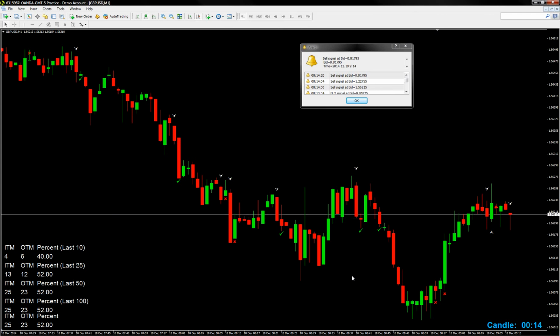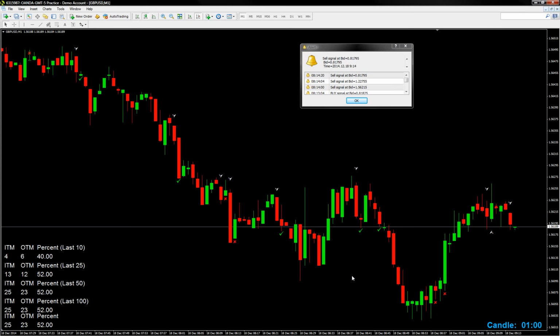Again, statistical trading hasn't been pushed too much. I use statistics when I spot trade to help me figure out my risk reward ratio. So I figured, why not apply it to binary options.